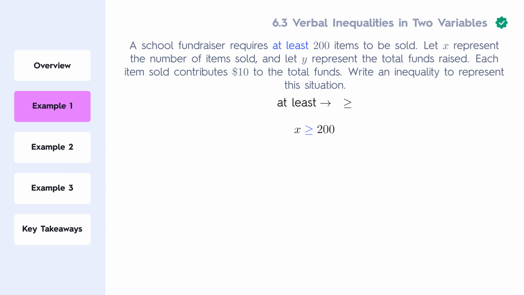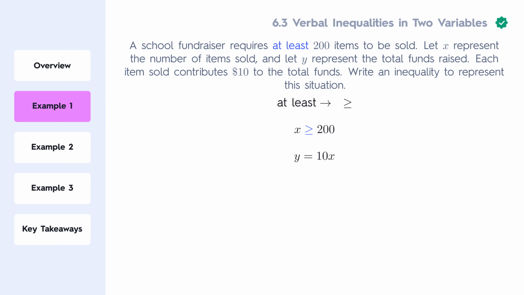Now, let's focus on the total funds raised, y. Each item sold contributes $10, so we can write the expression for total funds as y equals 10x, where y depends on the number of items x. This expression allows us to relate the number of items sold to the total funds raised.